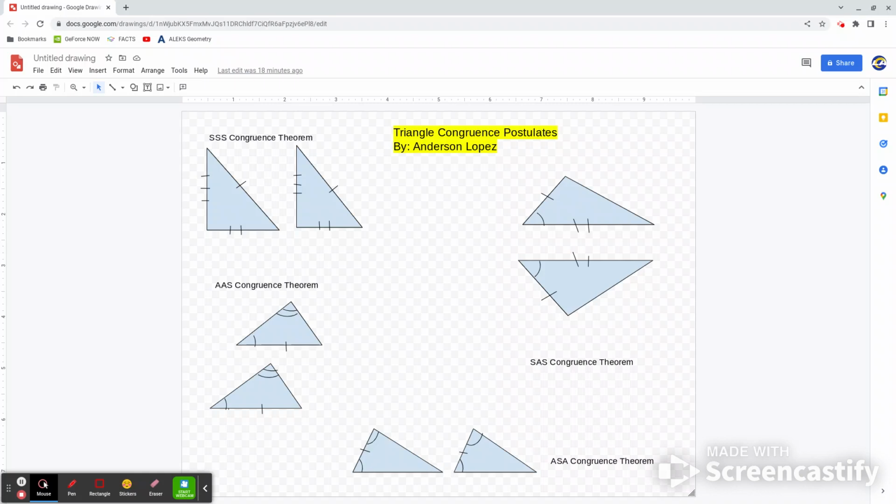The last theorem that I'll be talking about, which is very similar to the ASA theorem, is the AAS theorem. AAS stands for angle, angle, side, and can be used when two angles and the non-included side of one triangle are congruent to two angles and the non-included side of another triangle.